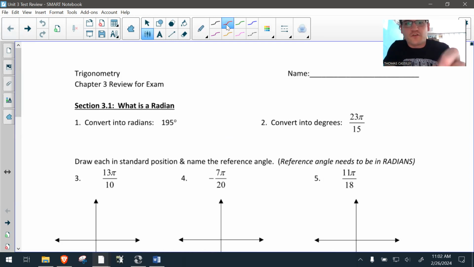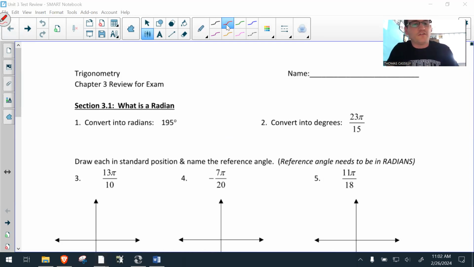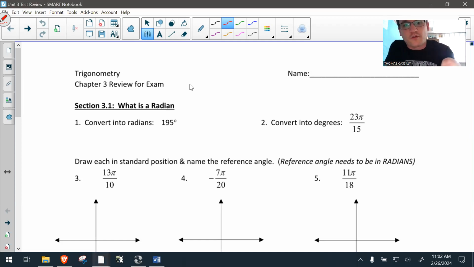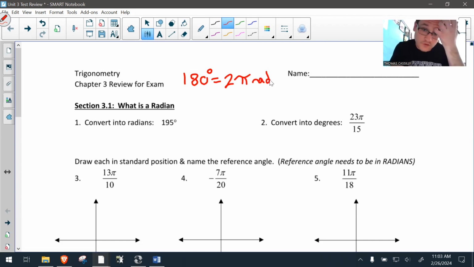So first things first, let's just go from degrees to radians and radians to degrees. Remember, a radian is just another way to measure an angle, right? So we have degrees, 0 to 360 is a full spin. And then when we talk about radians, 2 pi is a full spin. So our conversion here is 180 degrees equals pi radians. Right? So 2 pi, 2 times pi, is going to get you all the way around a circle.